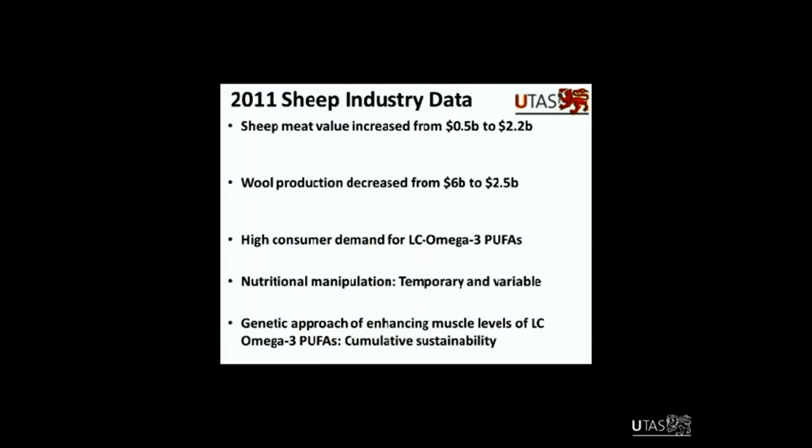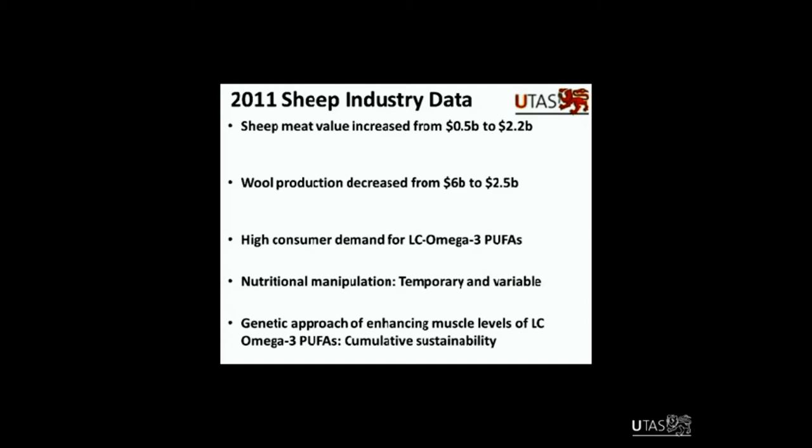In terms of dollar amounts, as of 2011, there was an increase in sheep meat value from about $0.5 billion to $2.2 billion, whereas the wool production decreased from about $6 billion to $2.5 billion. And because sheep farming is all about meeting the expectations of the consumer, we do know that there's high demand for LC omega-3 PUFAs for the reasons I've mentioned before, health reasons. If we feed animals nutritionally, we can change that, but that change is only temporary and is very variable.